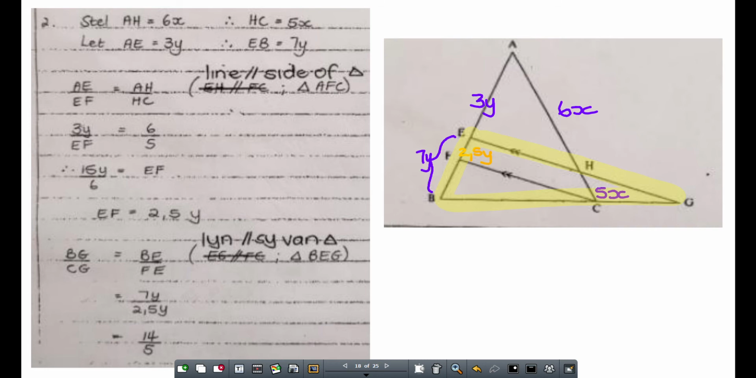Is julle reg? Any questions? Please remember about your rules. Okay. Goed, kan ek skip?